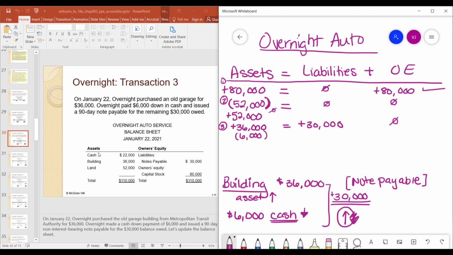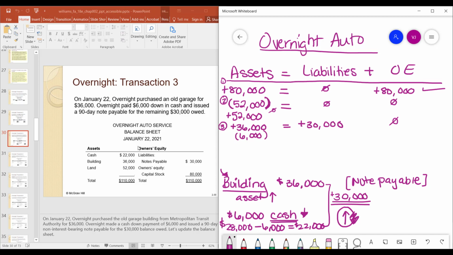Okay? So now on the balance sheet here, we now see a cash balance of $22,000 because remember, prior to this transaction, we had cash of $28,000 left, right? And now spending another $6,000 of that only leaves us with $22,000 left. So that's why cash now shows $22,000. That building's still there at 36, and that land is there at 52. So as soon as we bought this building and our assets increased, we now have to include that building as a separate account on the balance sheet at $36,000.